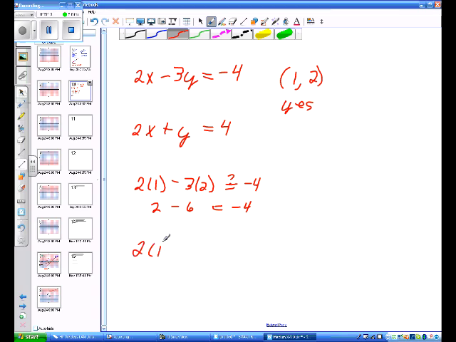So we'll substitute in 2 times 1 plus 2. We want to know, does that equal 4? Well, we have 2 plus 2 equals 4. So yes, it does make both equations true. So it would be a solution.